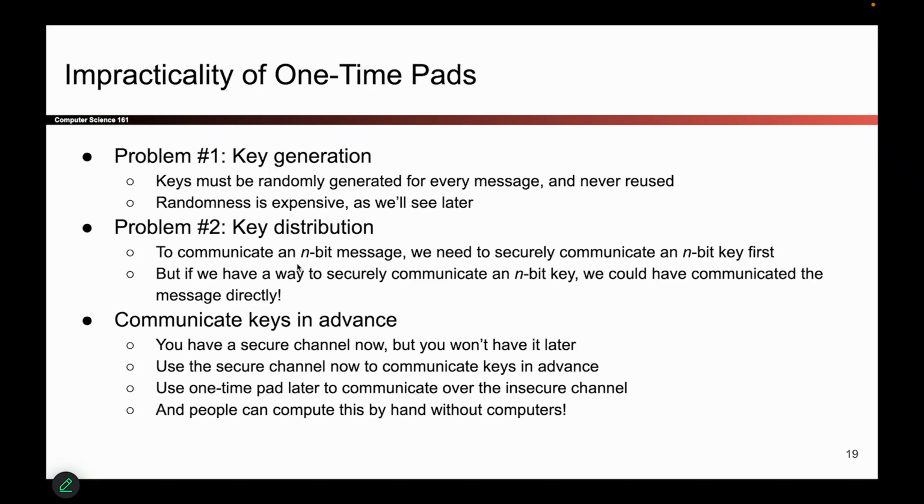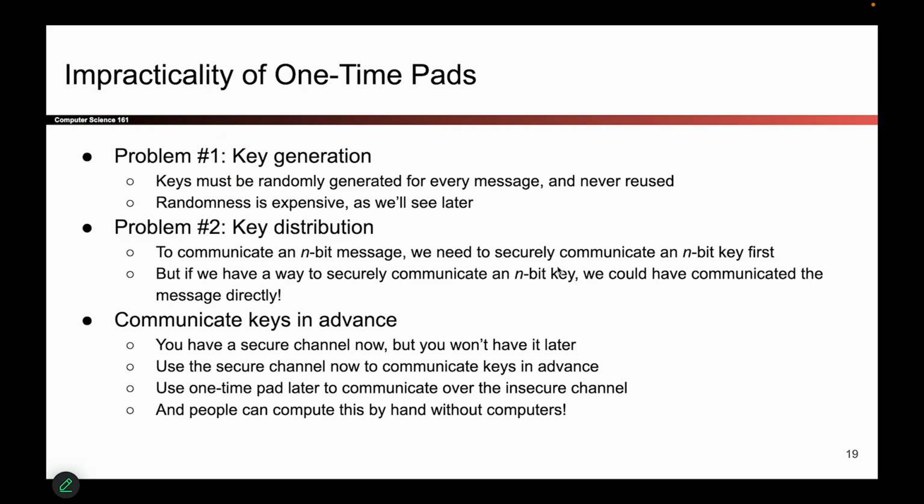Second problem is distributing the keys. So if Alice and Bob both have a key, for now we have assumed that the cryptography gods have blessed them with the same key that no one else knows. But in real life, that's not going to happen. In real life, you have to communicate that key to the other person. If Alice generates a key, she has to securely give it to Bob.